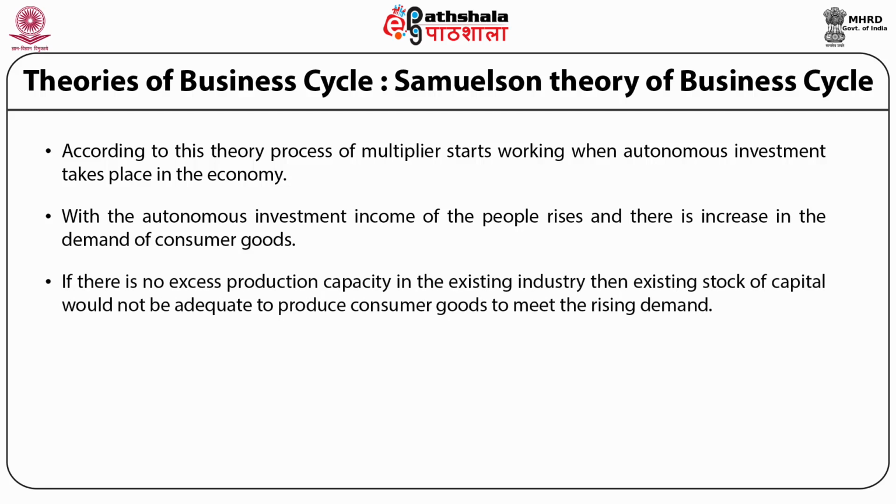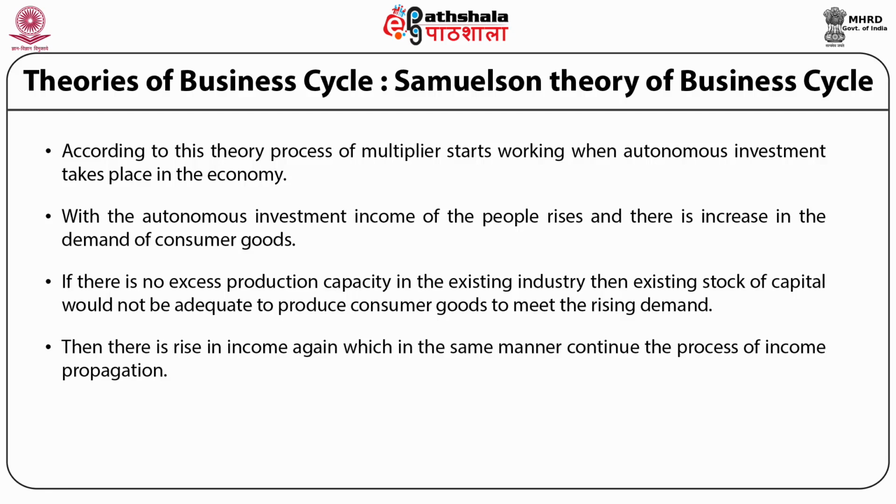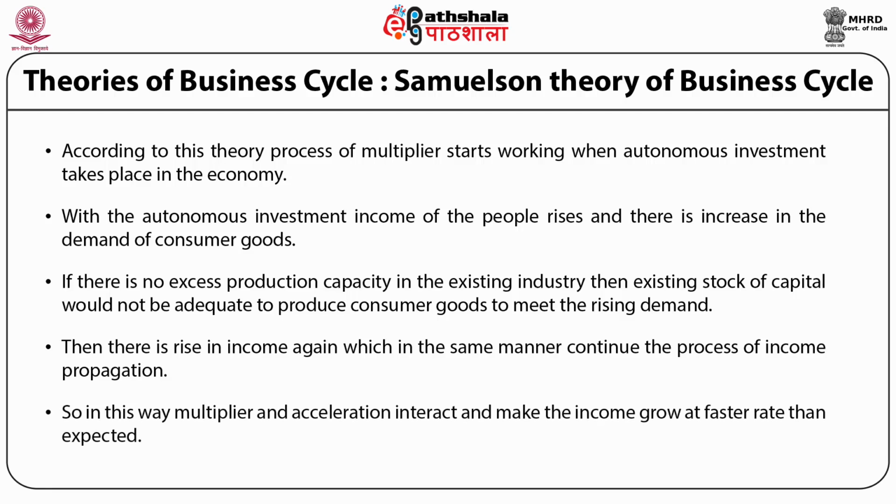If there is no excess production capacity in the existing industry, then the existing stock of capital would not be adequate to produce consumer goods to meet the rising demand. Now, in order to meet the consumers' requirements, producers will make new investment, which is derived investment, and the process of the acceleration principle comes into operation. Then there is a rise in income again, which in the same manner continues the process of income propagation. So, in this way, multiplier and acceleration interact and make income grow at a faster rate than expected. After reaching its peak, income comes down to the bottom and again starts rising.